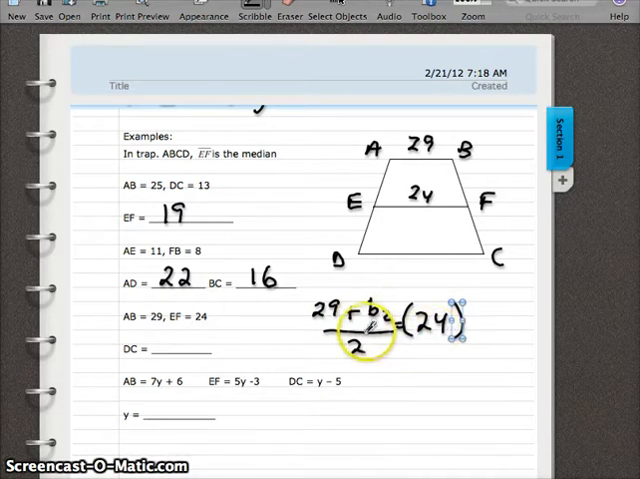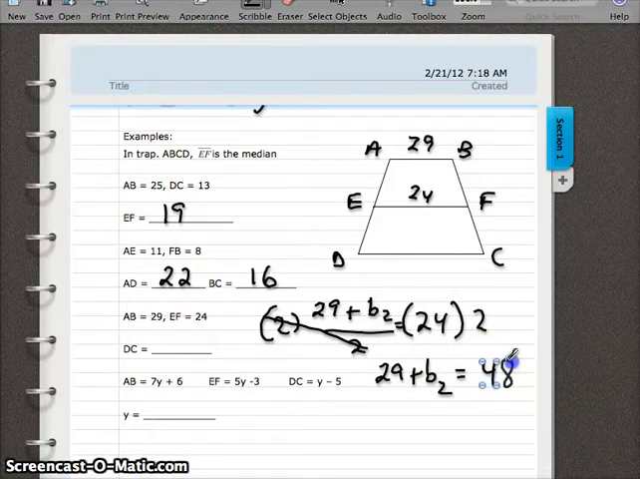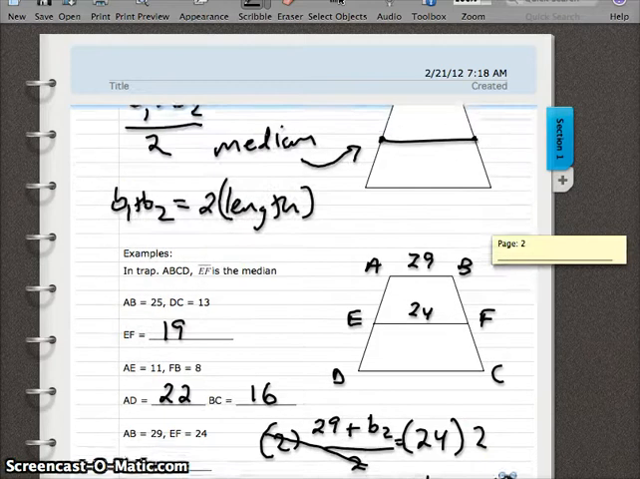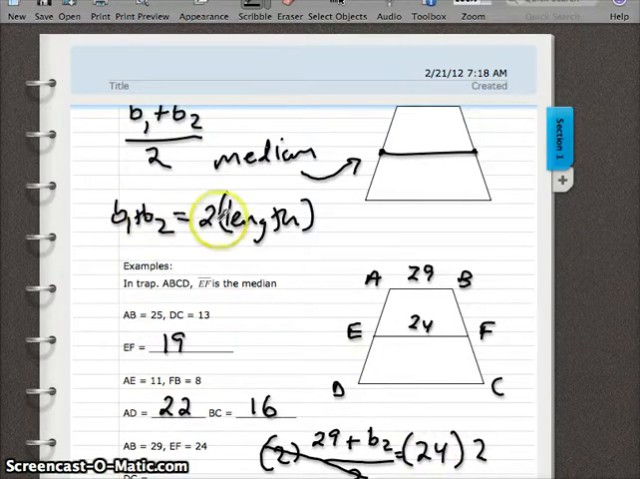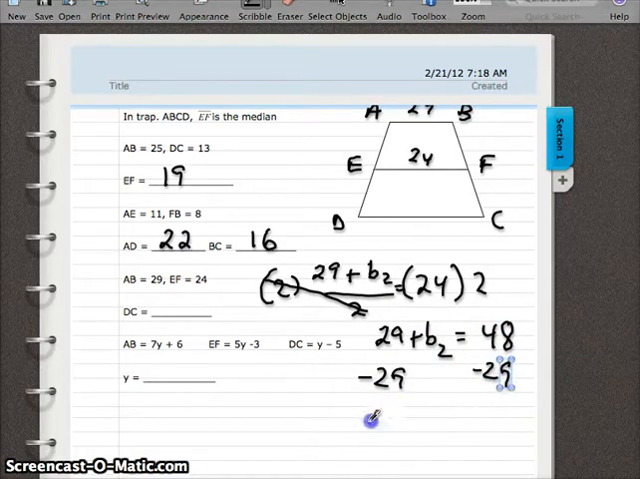Well, if we use algebra, we can solve for b2. If we multiply both sides by 2, then that gets rid of the division by 2 on that side. And it tells us that the sum of the bases is now equal to 48. So if you remember, that was our little shortcut. We'll take it in the next problem. If we add the bases, we know it's 2 times whatever the length is, right? And you can see that happening right here. The sum of the bases is equal to 2 times the median. If we just subtract 29, then we get our answer for B2, or for segment DC. And it equals 19.